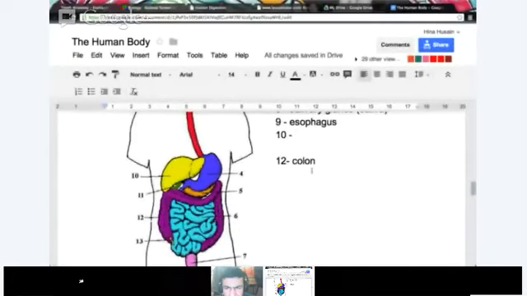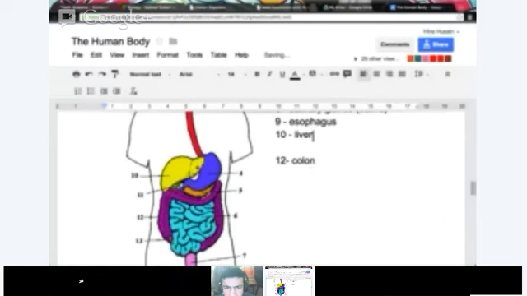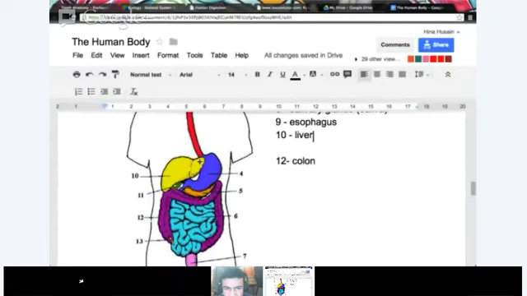It's a liver. Sorry? The liver. Perfect. So number 10 is the liver. So you can see what a big organ the liver is. It's actually huge. It's a very, very big organ. Perfect. Thank you for that, Omar.